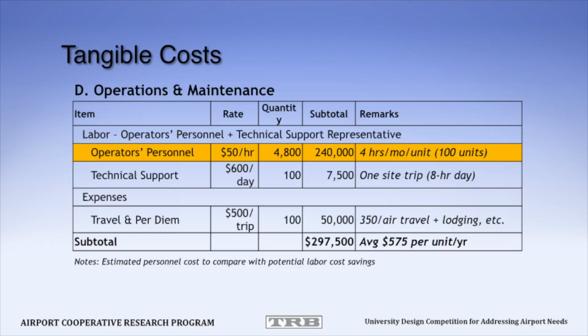So in our example, we come up with a total of about $297,000. And again, if you look at $100 per unit per year, and remember what I said about maybe extending that out 10 years, it works out to about $575 per unit per year to support the operation and maintenance aspect of your design idea.